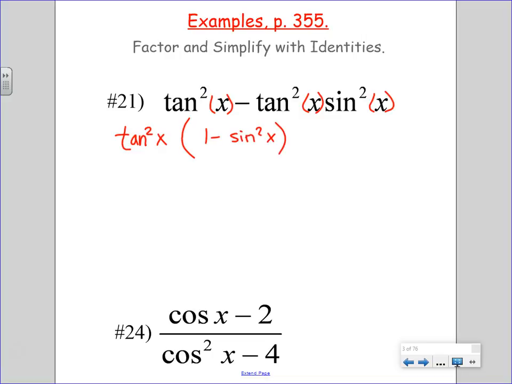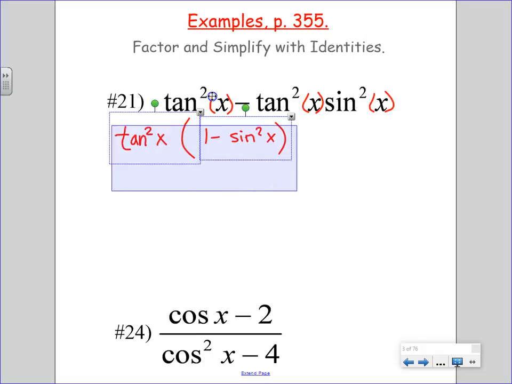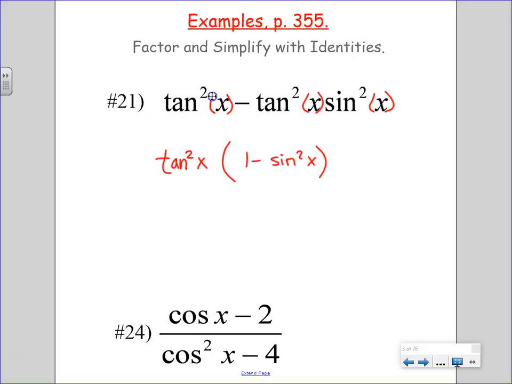Okay, the directions say factor and simplify. Is that simplified? Maybe, but I don't think so. But we have to think, is there an identity that we can use to go further? Oh, we just wrote it. 1 minus sine squared is? Cosine squared.